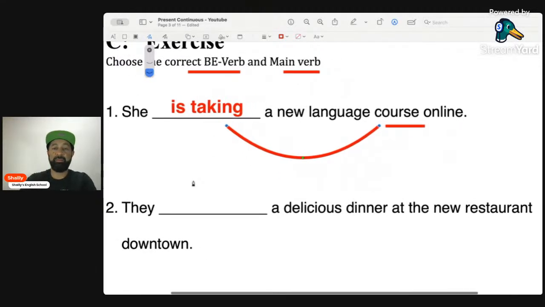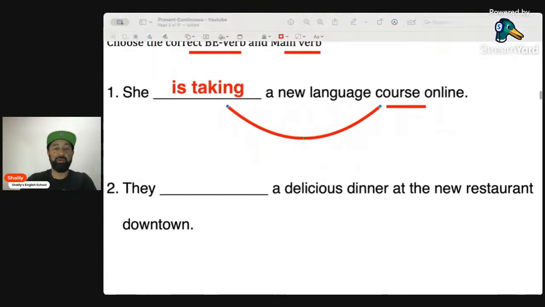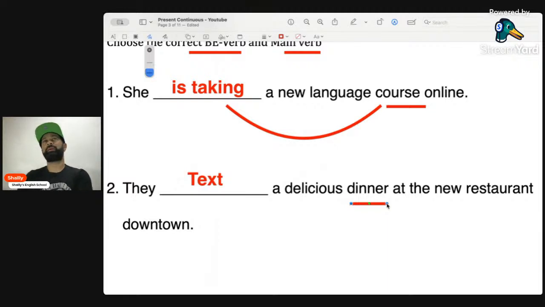Okay. Number two, I'm going to leave number one on the screen and I'll let everybody look at number two. They something a delicious dinner at the new restaurant downtown. Okay. There can be, again, many answers here. My choice here, we're talking about dinner. We think dinner or lunch or breakfast. The first verb I'll think is eat, which is great. Eat is a great verb.